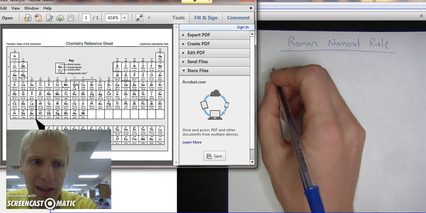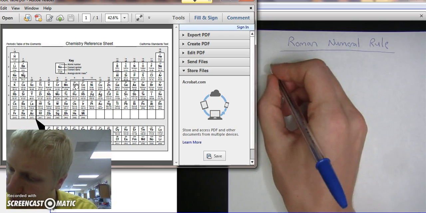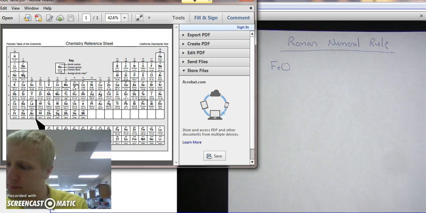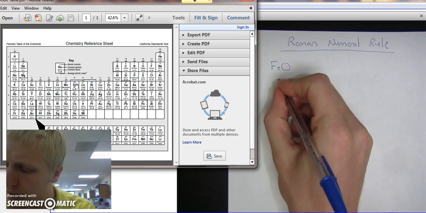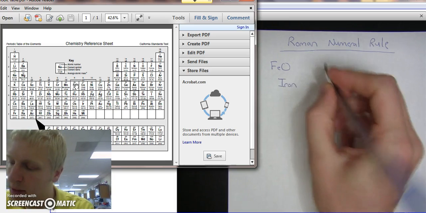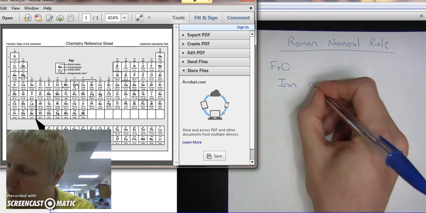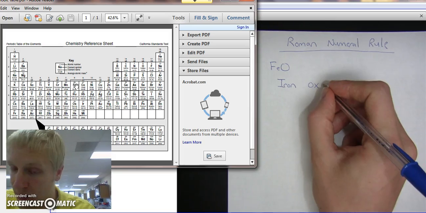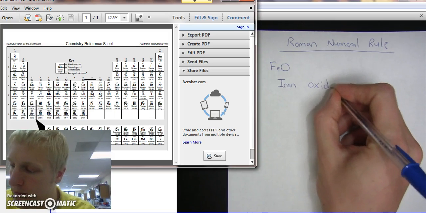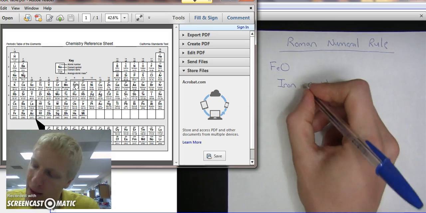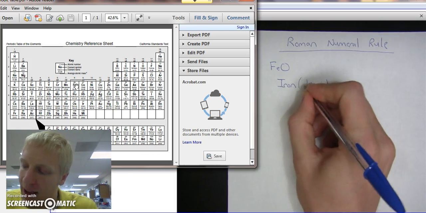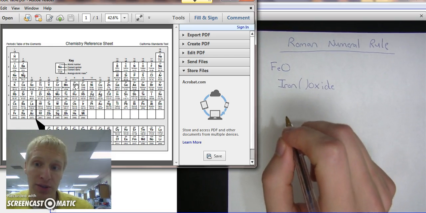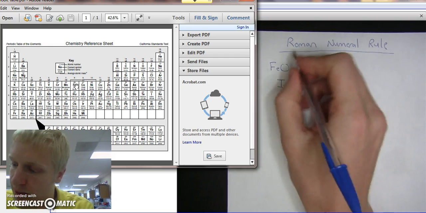Alright, so doing an example, why don't we put FeO. So just like the basic rule, we're going to write the name of the first element, iron, and then we're going to write the name of the second element, but change the ending to IDE. So instead of oxygen, it's going to be oxide. And then we have a Roman numeral that we have to put in there because this is a transition metal and it can have multiple charges depending upon the situation.